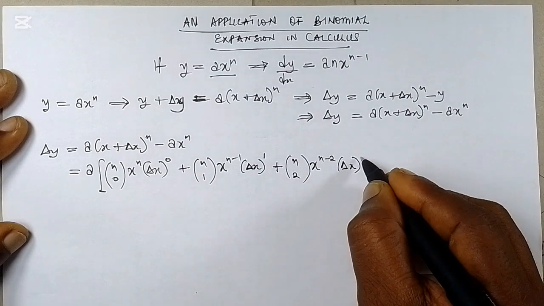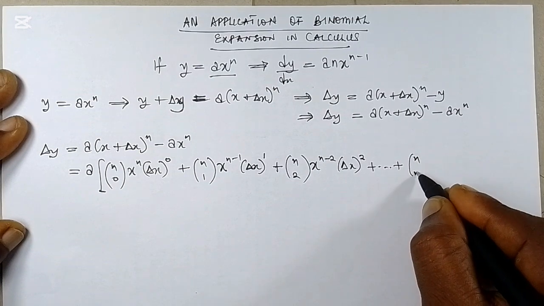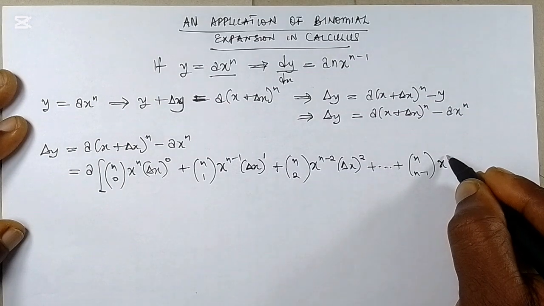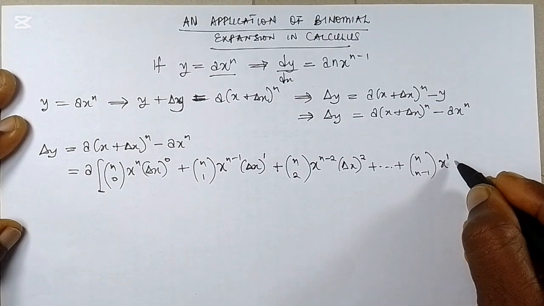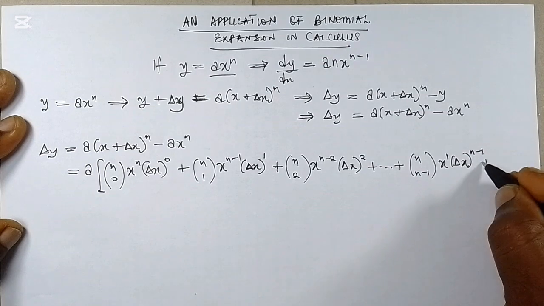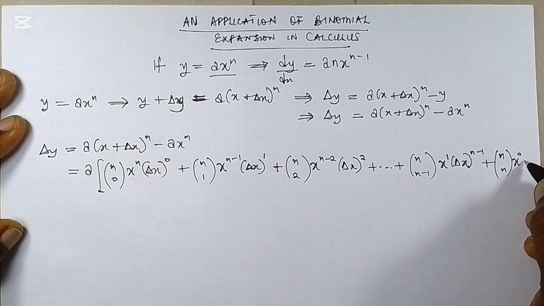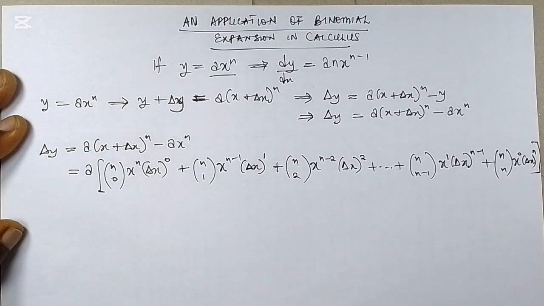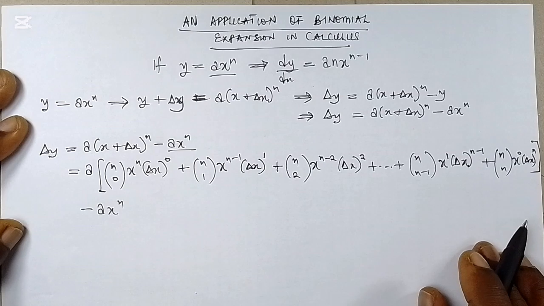change in x raised to the power of 2, plus ellipsis plus n combination n minus 1, x raised to the power of, at this point in the expansion, since we are referring to the second to the last term, you would have this to be 1. And this will be change in x raised to the power of n minus 1. And adding the last coefficient, you have n combination n, x raised to the power 0, change in x all raised to the power of n, and that completes the expansion. And I'm going to bring this term in, minus ax raised to the power n.